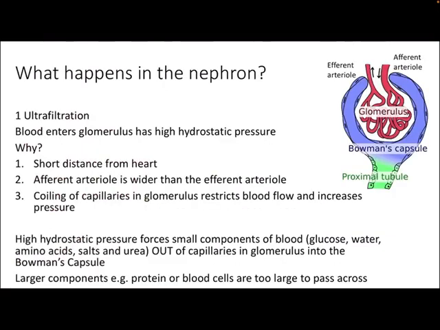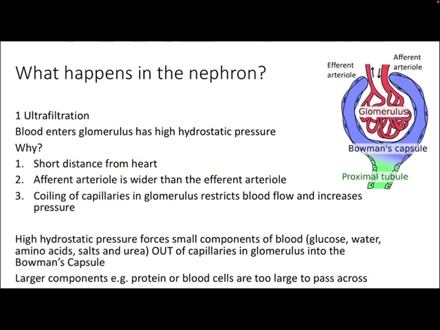So in the nephron, the main thing that happens, first of all, is ultrafiltration. So blood enters the glomerulus at high hydrostatic pressure. And the pressure is high because the blood is coming from a short distance from the heart. The afferent arteriole, as you can see in the diagram, is wider than the efferent arteriole. So again, that increases the pressure. And the coiling of the capillaries in the glomerulus restricts the blood flow and increases pressure.